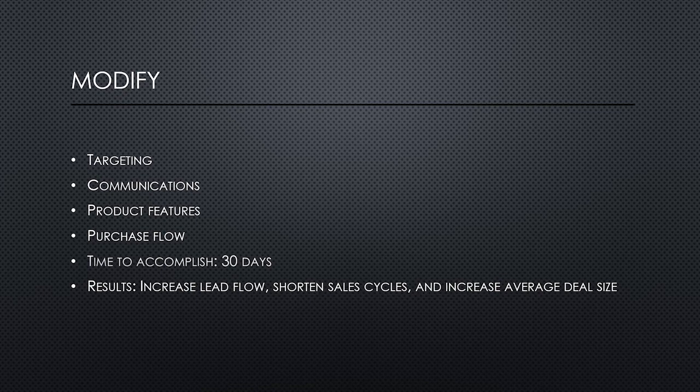You'll learn how your ideal customer profile purchases. What's their process? Do they need an RFP? Can they just write a PO? What's their transaction limit? Try to focus your product within that parameter so that you can speed up your sales cycles. Hopefully you'll be able to do this within 30 days. And if you do, you're going to see an increased lead flow. You're going to shorten your sales cycles and increase your average deal size.